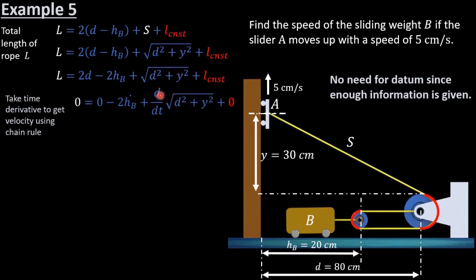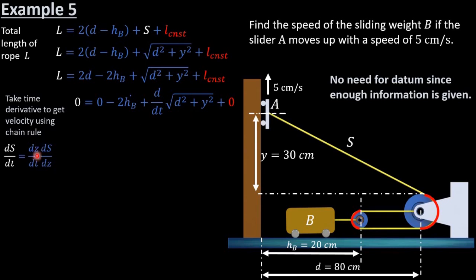Okay, so for now I'm just going to say d by dt of the square root of d squared plus y squared, and the derivative of this here is going to give us 0. So I need to take the derivative now of s with respect to time. Remember we said s was the square root of d squared plus y squared. So now we're just applying the chain rule.